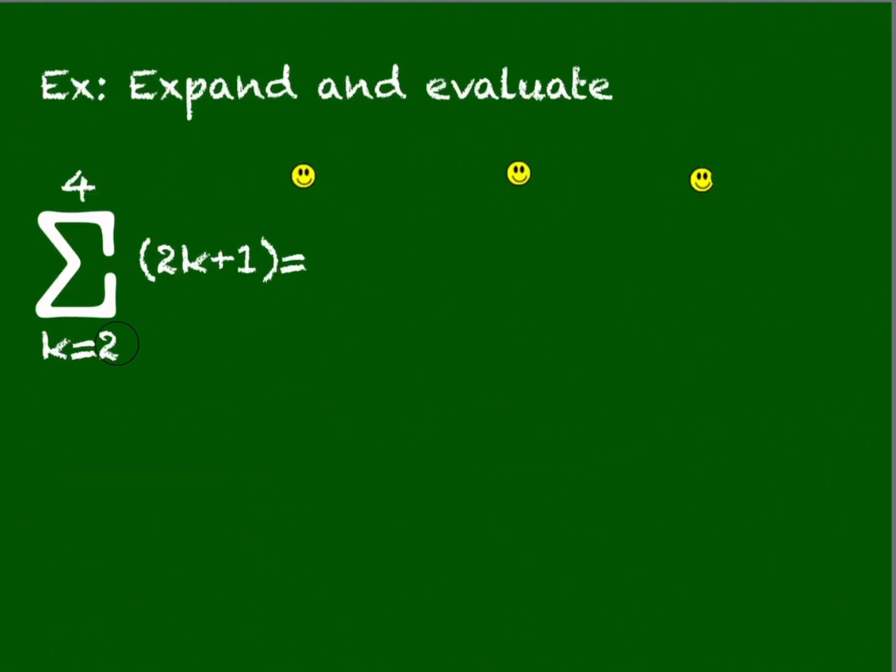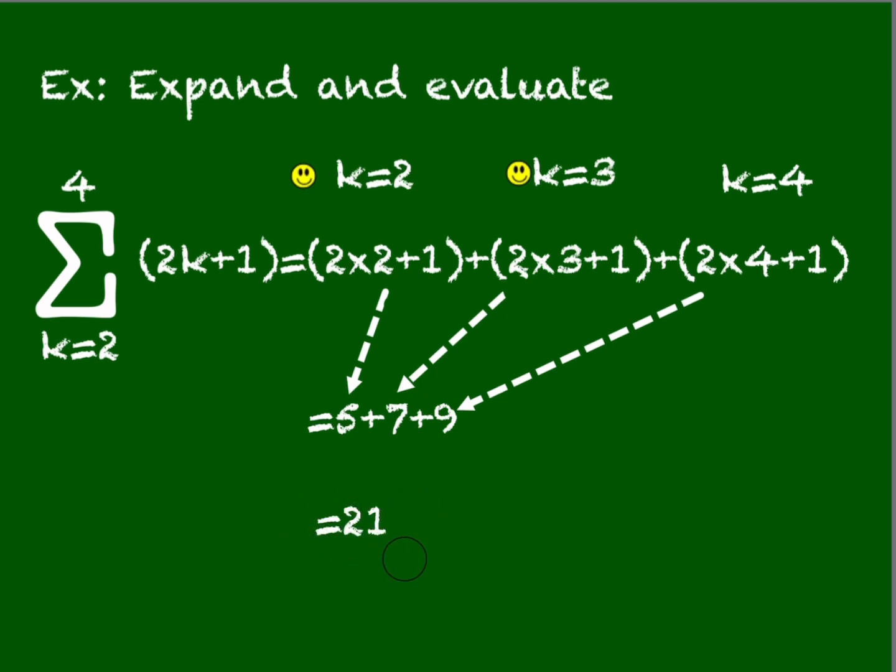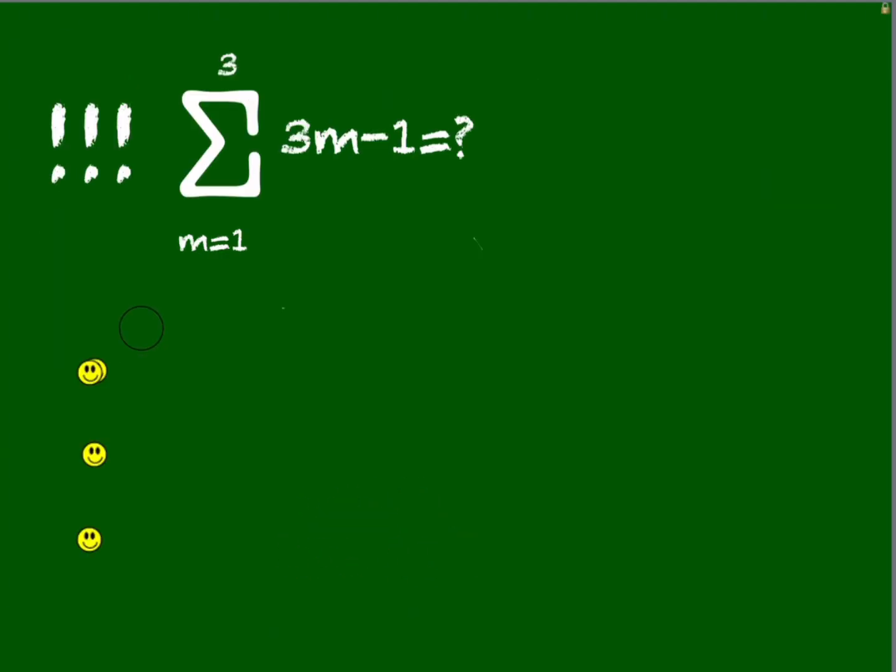According to the definition of sigma notation, we will substitute numbers for k from 2 to 4 inclusively. This means we'll plug in each integer value from 2 to 4 into the formula inside the sigma notation and then sum the results. 5 plus 7 plus 9 equals 21. Let's solve one more example to clarify the written method.